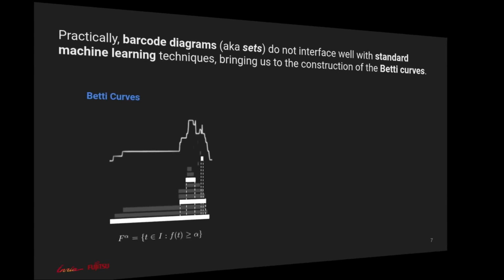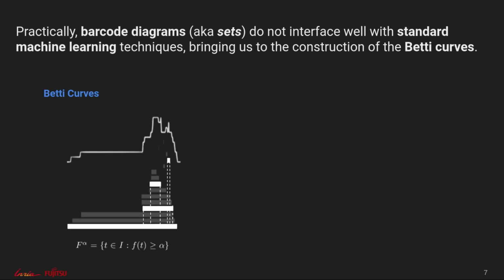Unfortunately, barcode diagrams are a set of values, and as we all know, sets do not interface very well with standard machine learning methods yet. We thus had to transform our persistence barcode representation into a standardized input that traditional methods can use. For that purpose, we introduced the Betti curves, but how do we build them?